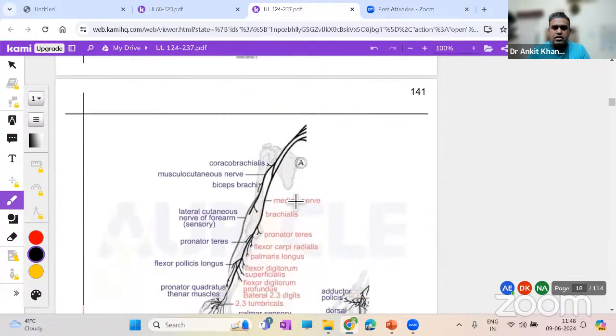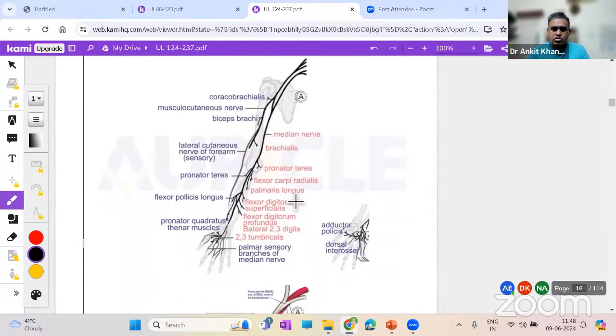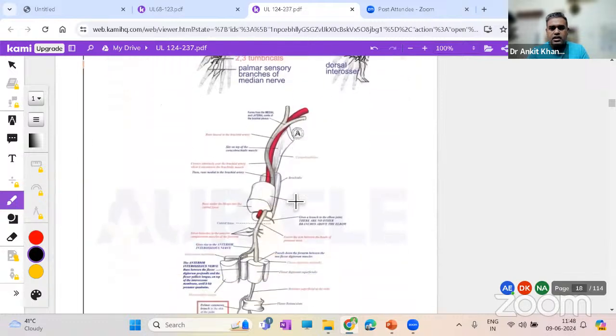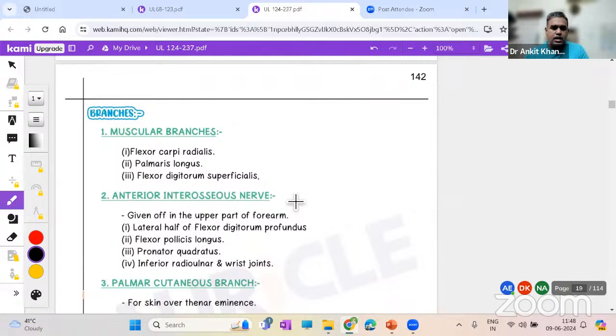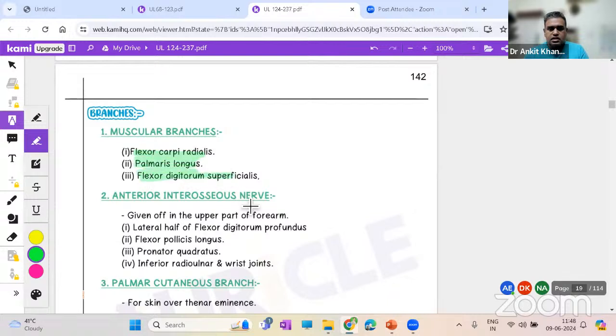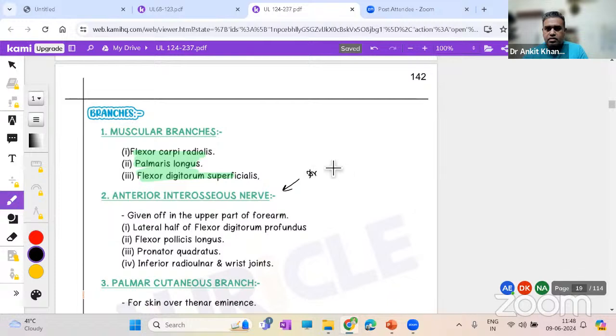Okay, now I'm going down. This is how we can show the whole course and the branches of the median nerve. This is how it is going, supplying all the muscles. There are a few diagrams. And coming to the branches, here you can see the muscular branches given to these muscles. This is the anterior interosseous. Now, why is this important? See, it is a branch of the median nerve. So the median nerve gives off a branch known as the anterior interosseous.